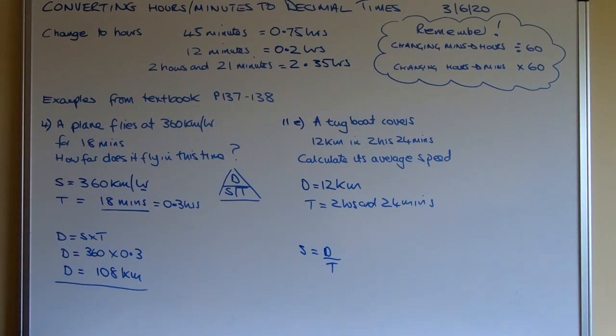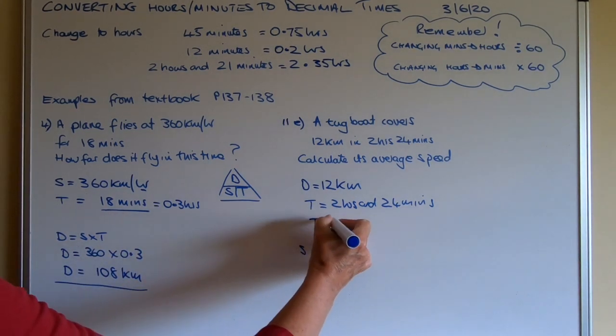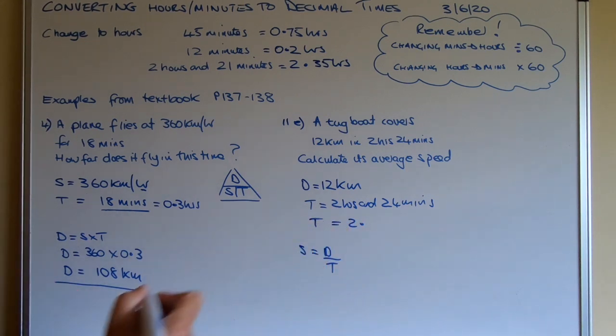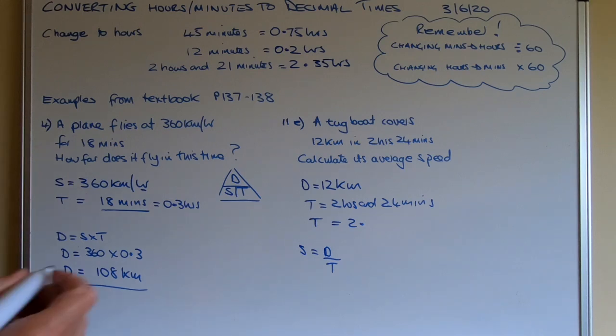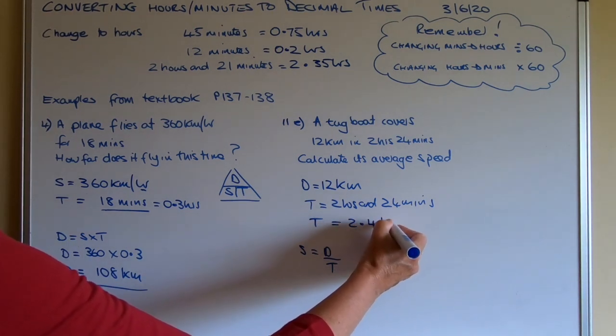Now let's go back and check our units. 12 kilometres and the time 2 hours and 24 minutes. So that's expressed in hours and minutes. What we would want to do is express it completely in terms of hours. So 2 hours and 24 minutes. 2 hours, so it's 2 whole hours, 2 point. 24 minutes, what fraction of an hour is that? 24 divided by 60 is 0.4, so that would be 2.4 hours.